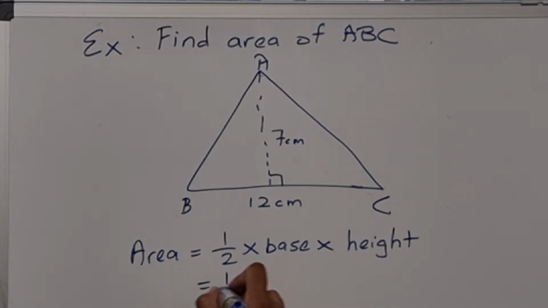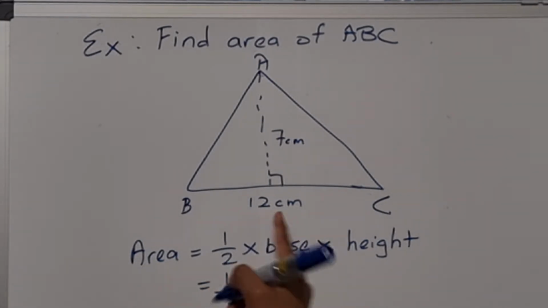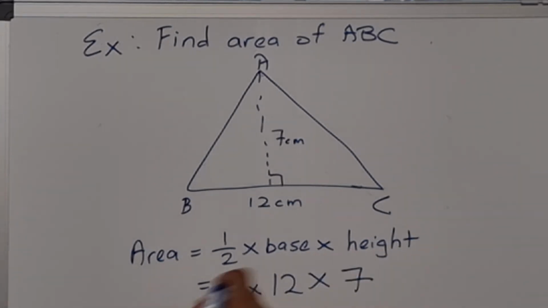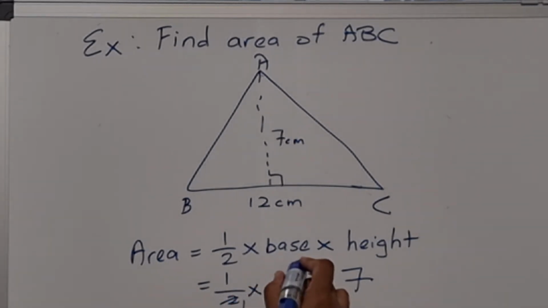So it equals half times base, which is 12, times height. So this one, fractions, 12 divided by 2 is 6. 6 times 7, 42. And because this is cm, the unit for area is cm squared. So you write here cm squared.